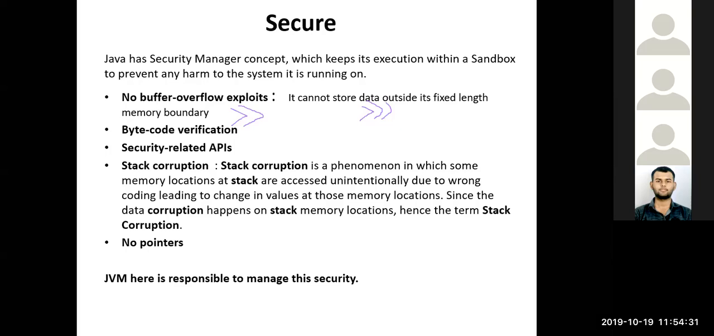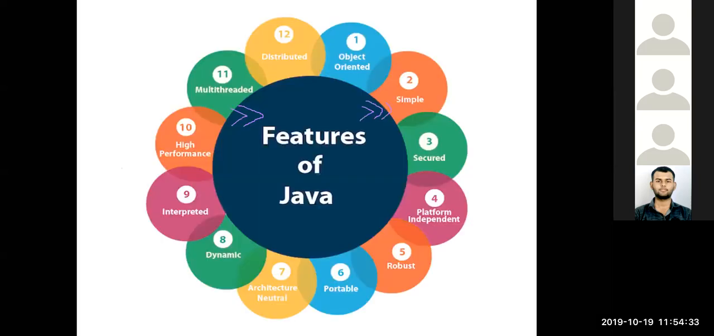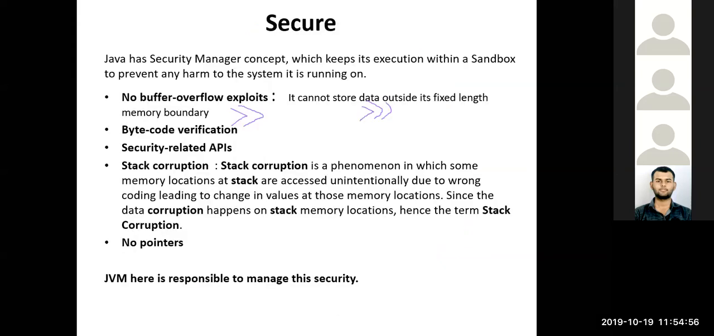Okay. So we are just skipping object oriented as of now. Simple we have discussed. Object oriented we will be talking about at last. Now we are understanding those features which we must know initially. Theoretically we must know, and then when we write programs at later stages, we will try to implement those. Okay. So secure.